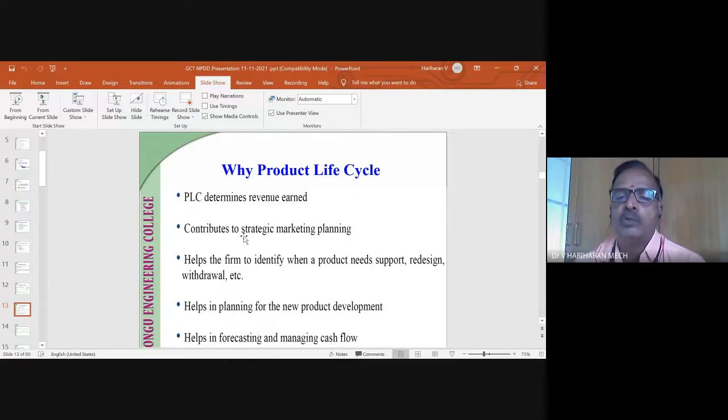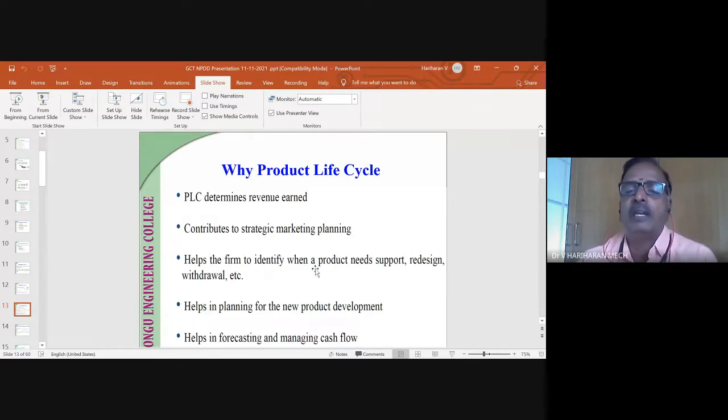It contributes to strategic marketing planning. Based on the revenue earned, you can change your marketing strategy. You know very well, in a fruit shop or vegetable shop, in the morning they give some rate, and in the afternoon or evening time, they give some other rate. Because of their marketing change, if you keep that product for a longer time, it can be spoiled. So marketing planning is also very important.